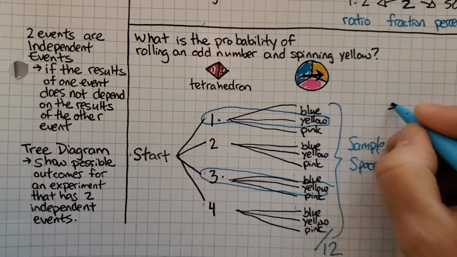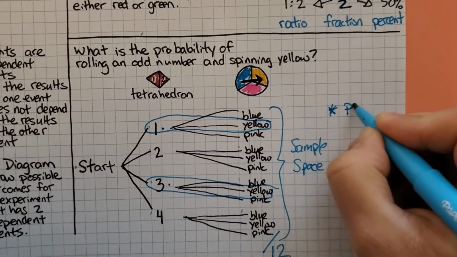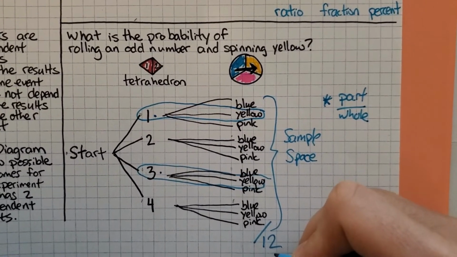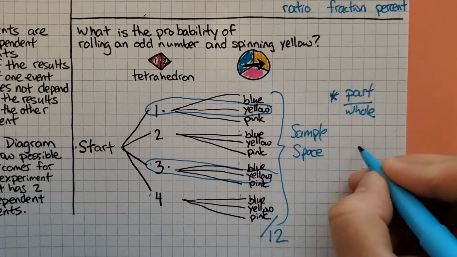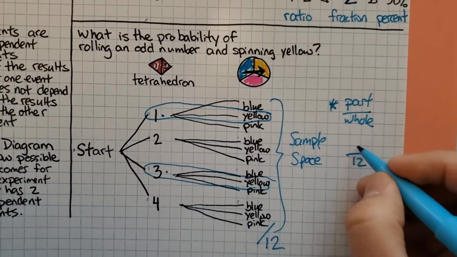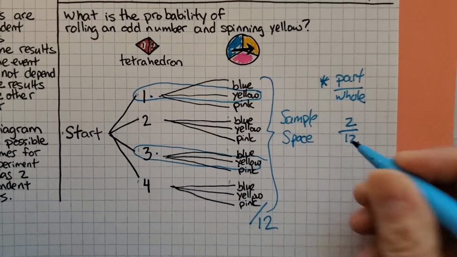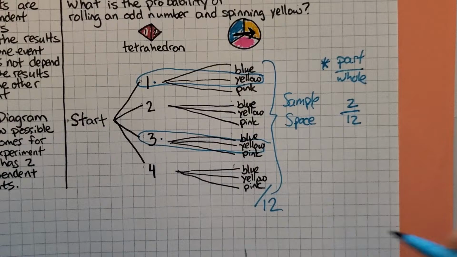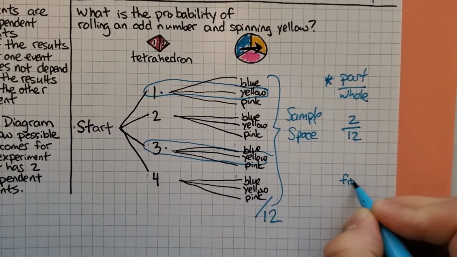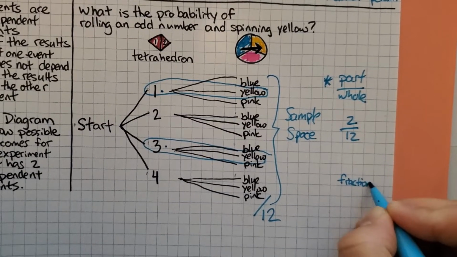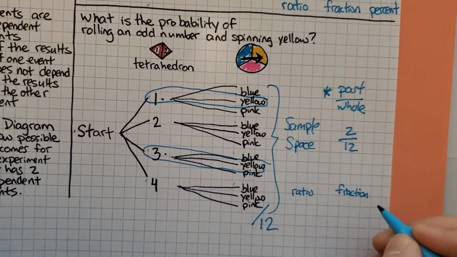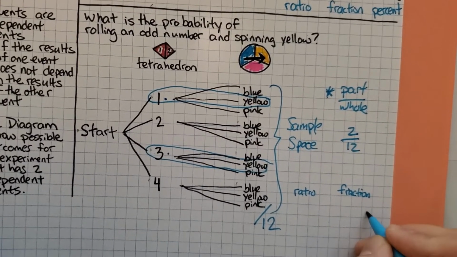Remember when we talked about fractions being part of a whole? Well, we figured out from our sample space that our whole is 12, and our desired outcomes is only 2, right? And then we need to express probability again as a fraction, a ratio, and I'm going to put percent over here.